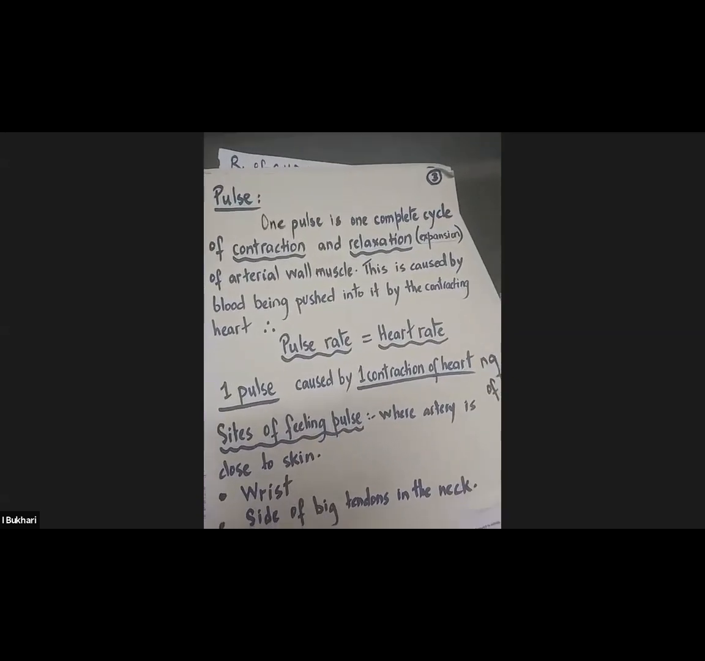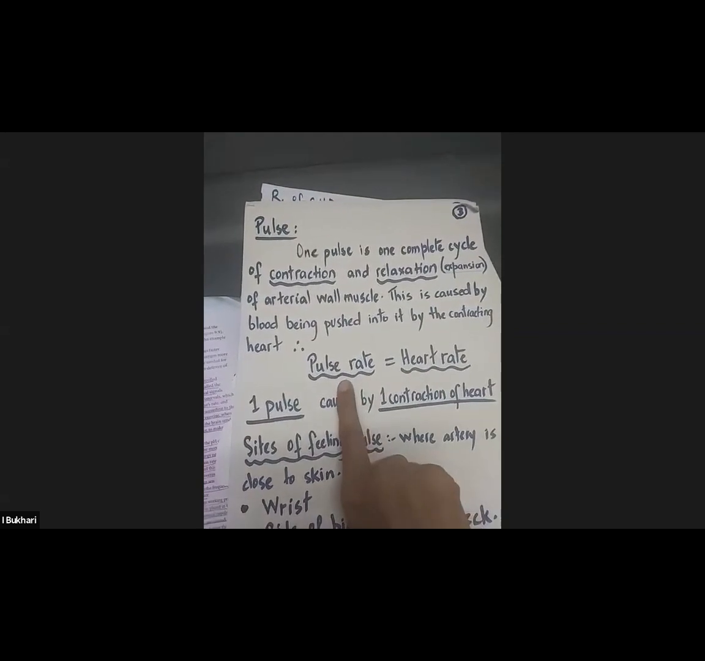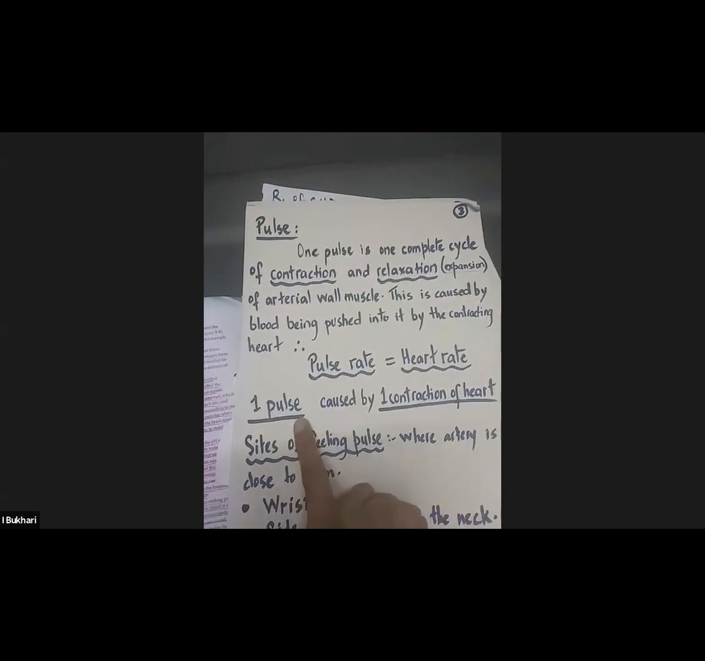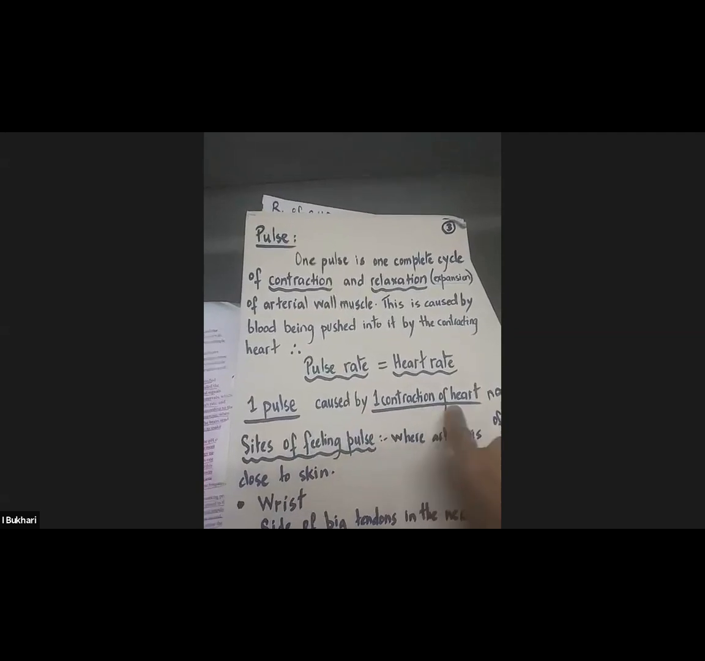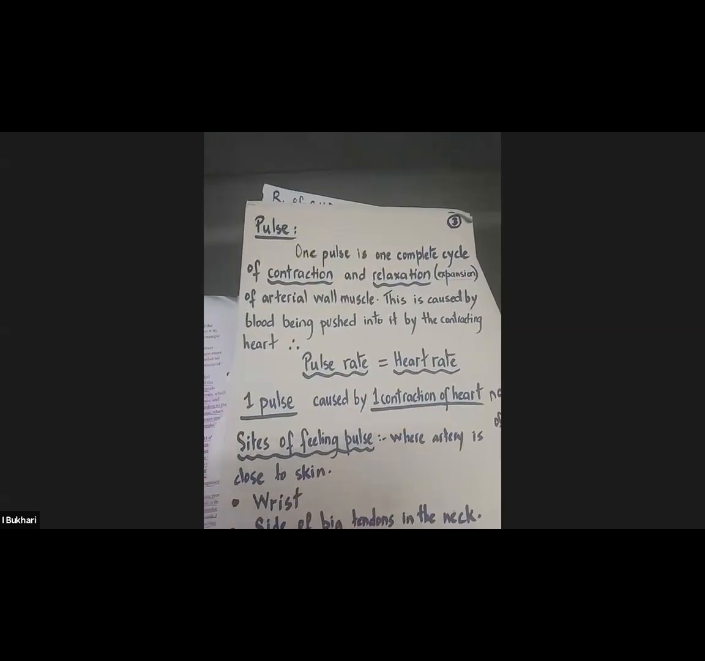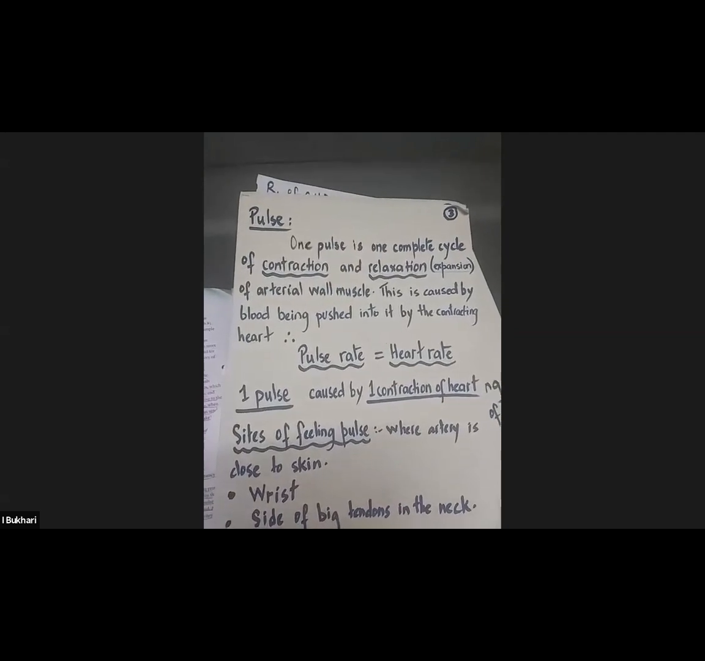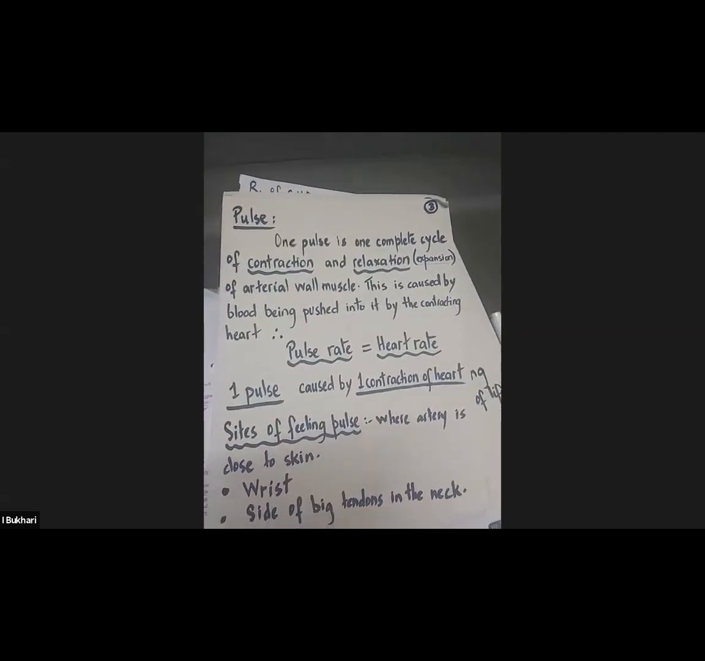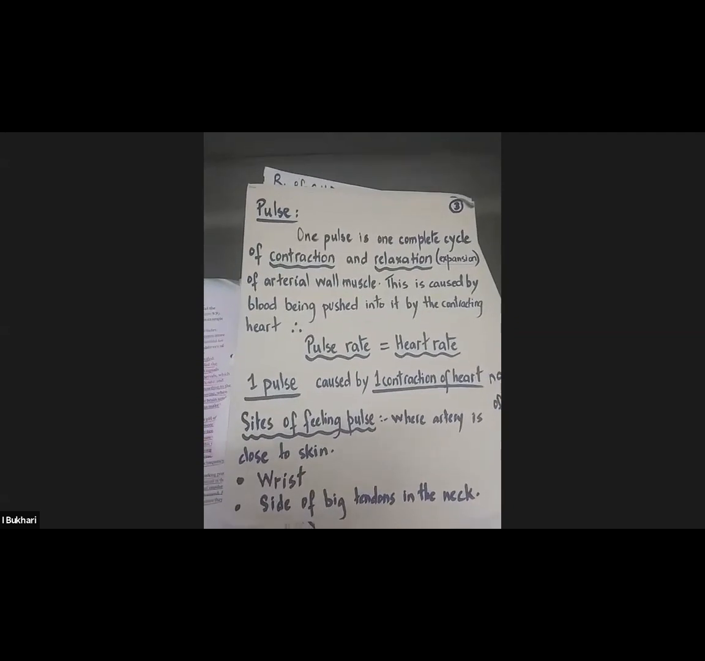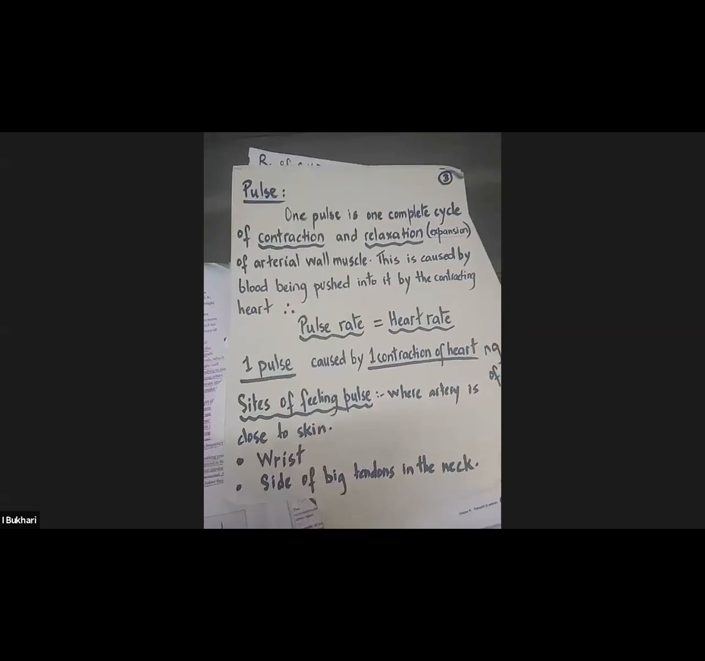Each heart contraction will give you one pulse. One contraction of the heart will give you one pulse. That's why it is easier for the doctors to just feel for your pulse, measure your pulse rate, count the number of pulses in 15 seconds or half a minute or one complete minute, and that's how they get an idea of your pulse rate.